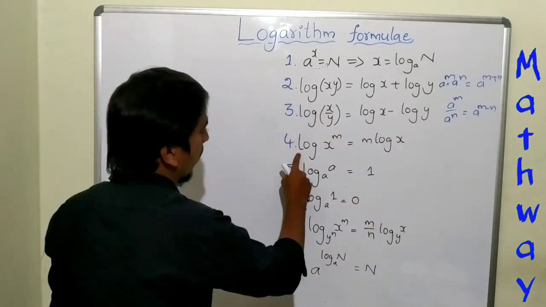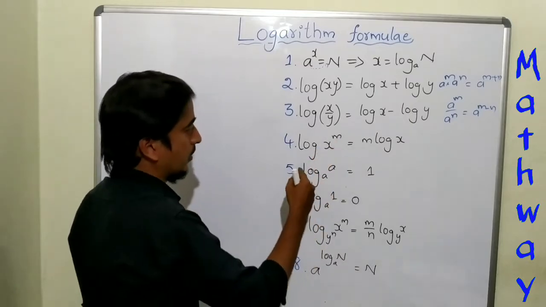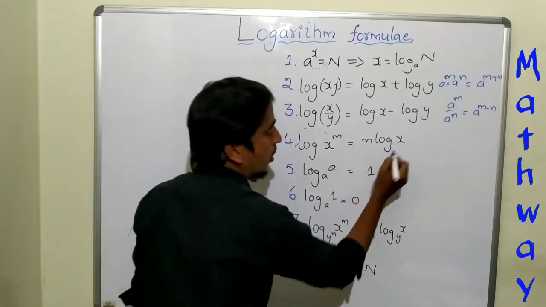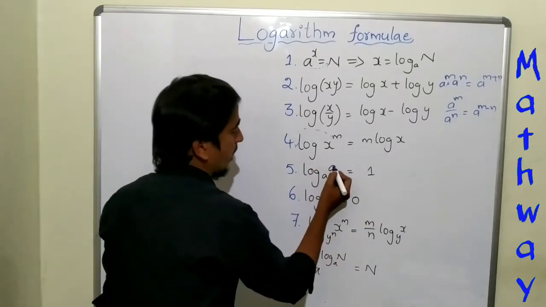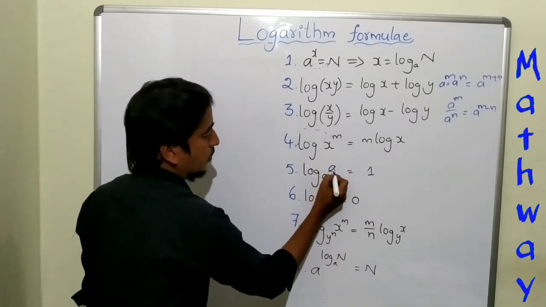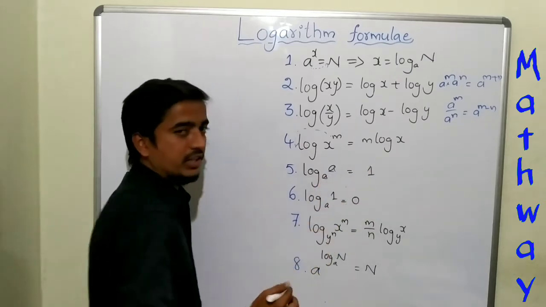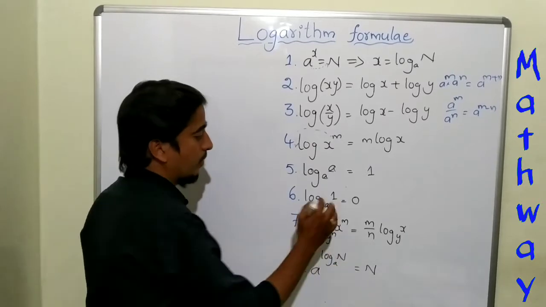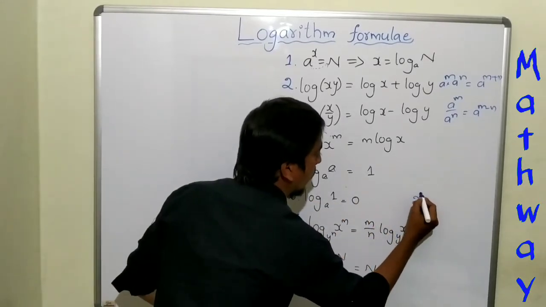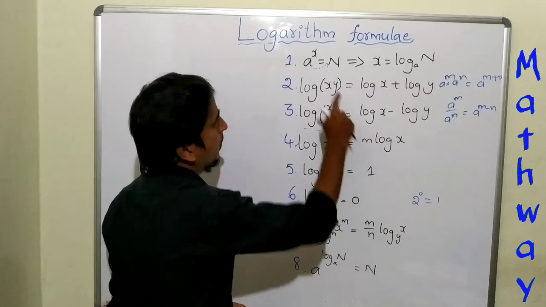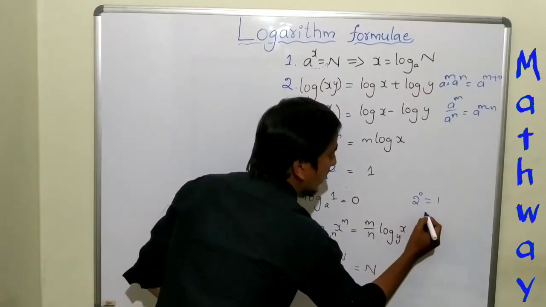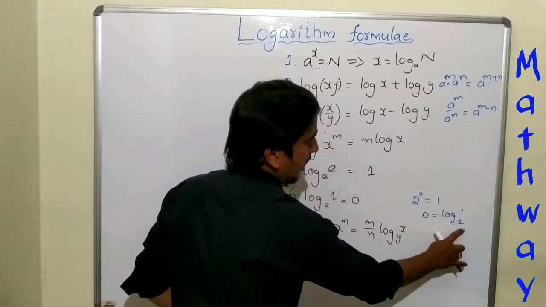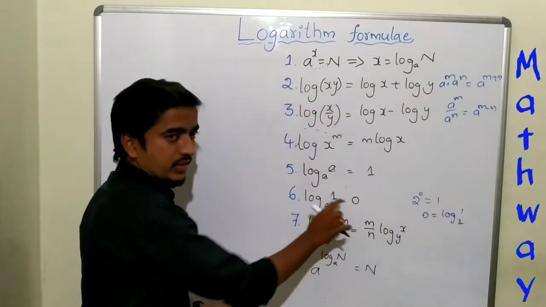Next, log x power m. This m we can bring in front like this: m log x. Next, log a base a. When the two are equal, the value is 1. Next, log 1 value is always 0, because if you take 2 power 0, that is 1. By using the formula, we can write 0 equals log 1 base 2. Whatever the base, log 1 is always 0.